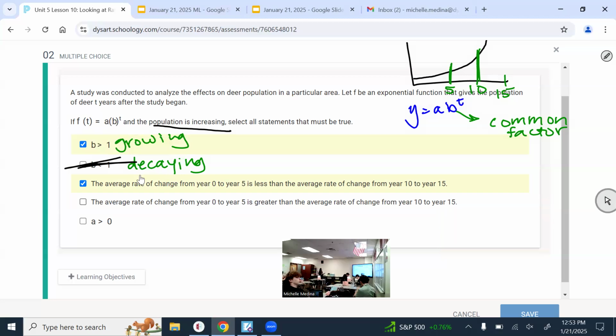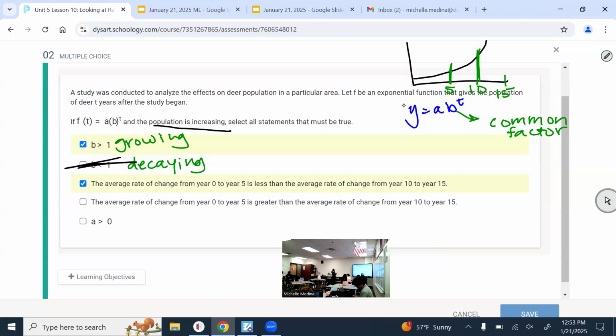And then this one contradicts the one I just selected. We would not expect the average rate of change to be greater toward the beginning of the graph. Maybe if we were talking about something that was decaying, sure, but not something that's growing, we'd expect it to grow more toward the end.